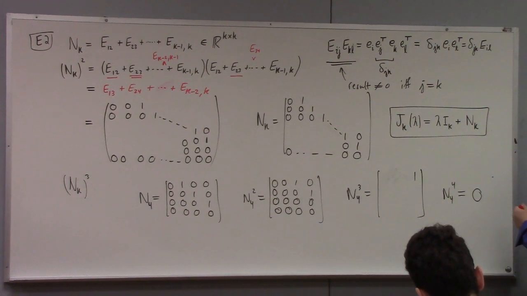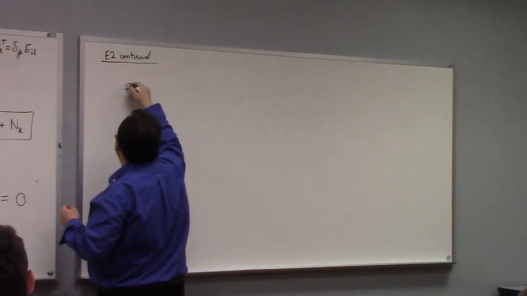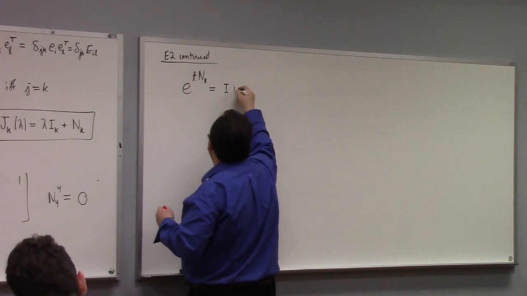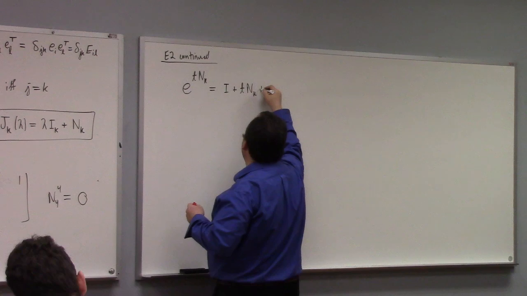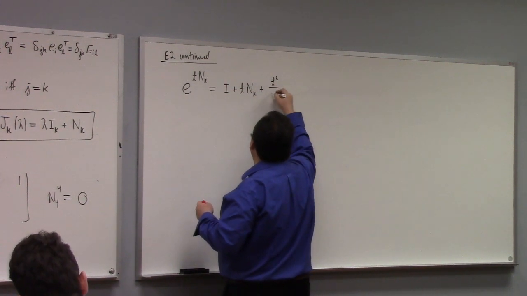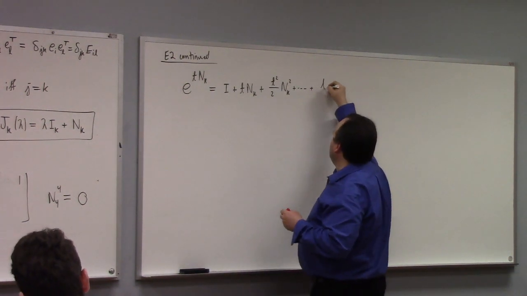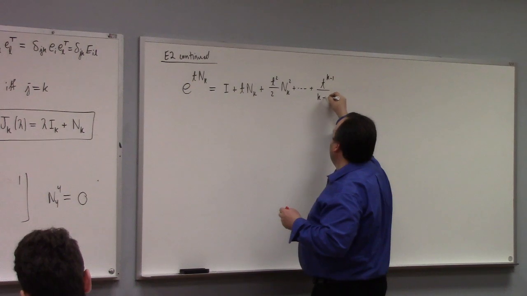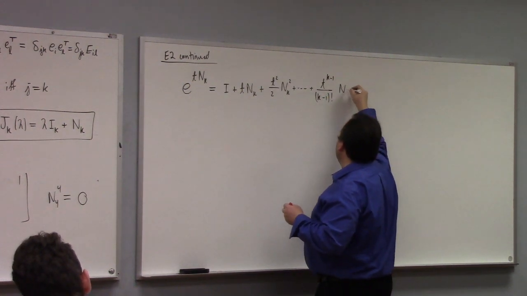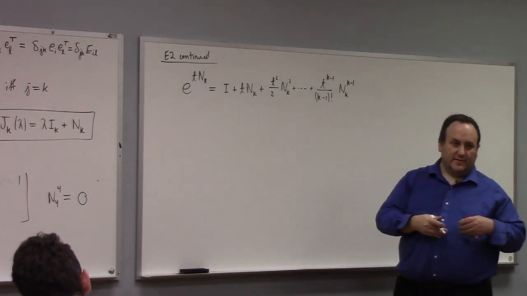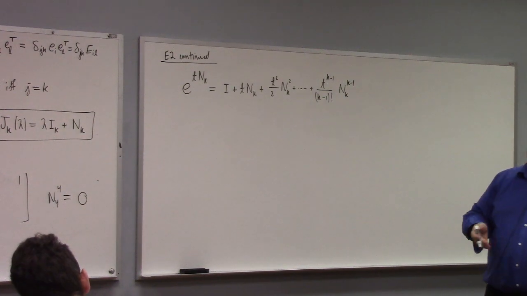So, continuing example 2, what's the matrix exponential e to the t times n sub k? What's that? You've got I plus t times n sub k plus t squared over 2, right? N sub k squared, and so on up to t to the k minus 1 over k minus 1 factorial, n to the k minus 1. And past that, you got 0, right? So we can straight up calculate the matrix exponential for this matrix n sub k.